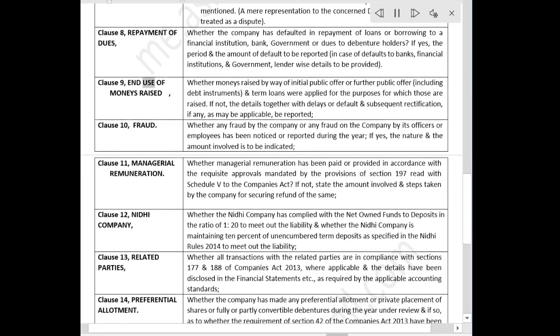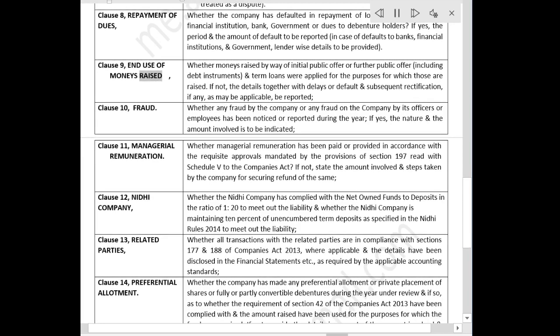Clause 9. End use of monies raised. Whether monies raised by way of initial public offer or further public offer, including debt instruments, and term loans were applied for the purposes for which those are raised. If not, the details together with delays or default and subsequent rectification, if any, as may be applicable, be reported.